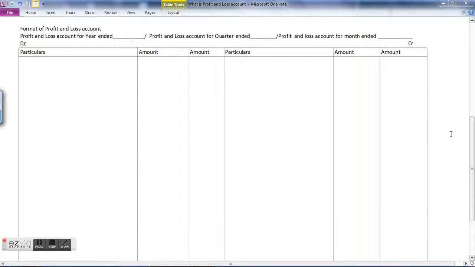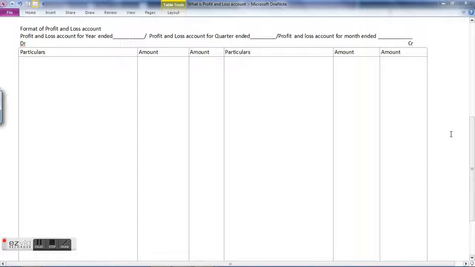Now if you see, it's similar to the trading account. There is no date column, only particulars and amount, because the profit and loss account is prepared as on a particular day. If it is prepared for the year ended 31st March 2016, all the entries will be as on 31st March 2016. So there is no date column. There is a debit side, a credit side, and particulars and amount columns.